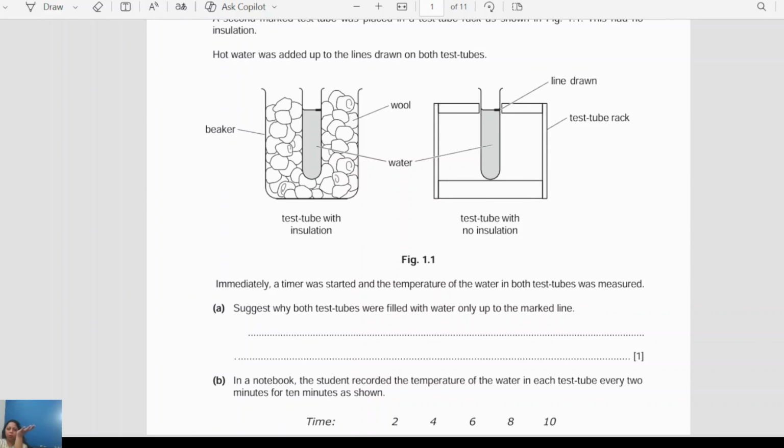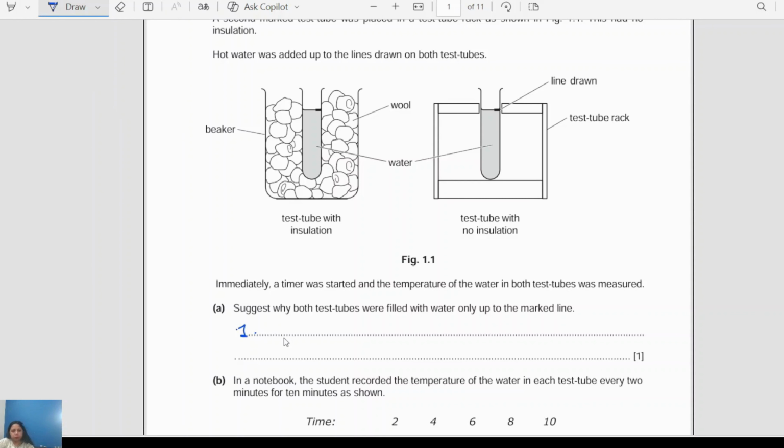To ensure the same volume of water, first thing. Number two, to prevent the overflowing of water. Because you have to add a thermometer later, so that may overflow and come out of the test tube. So its level should be a bit below to ensure same volume of water. Number one. And number two, to prevent overflow when thermometer is added. Yes, because we need to check the temperature. How can we check the temperature without the thermometer?